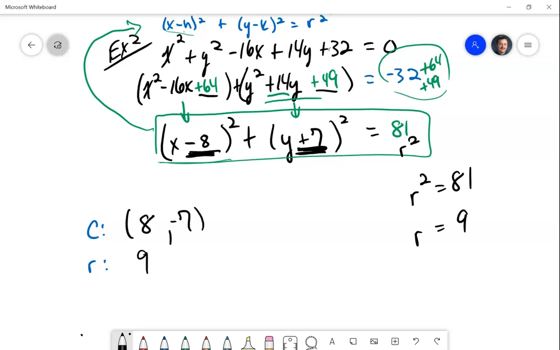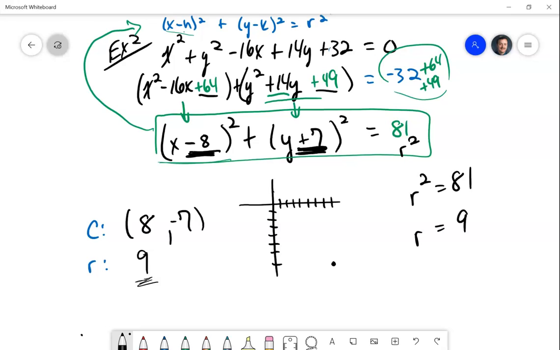And that's how you write the equation of a circle, and that's how you figure out the center and the radius. And of course, now if we wanted to graph this, we absolutely could. So I would simply go and look at a graph, go to right 8, down 7, 1, 2, 3, 4, 5, 6, 7. That would be my center. And then I could go out 9 in all directions.